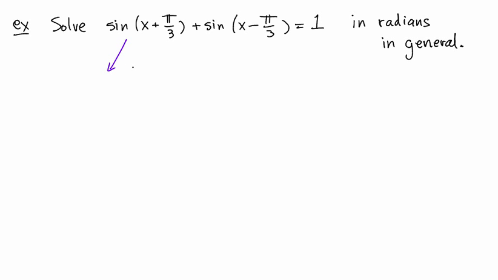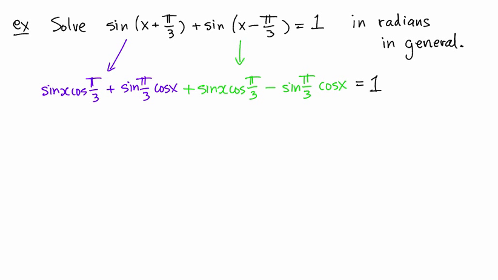So again, go ahead and expand this one out, and then expand the second one out, and it still is equal to 1. And just before I continue with this work, I'll hopefully notice that I've got some common terms. I've got a sine pi over 3 times cos x and a minus sine pi over 3 times cos x that cancel each other out, and the other two terms are identical. Combining these together gives 2 sine x cos pi over 3 is equal to 1.